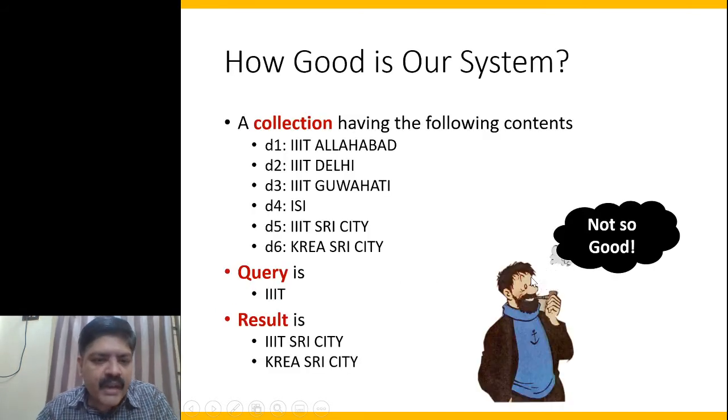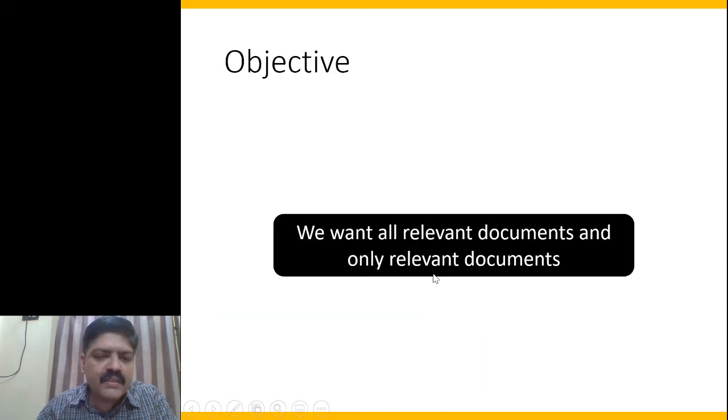So now let's go back. We want only D1, D2, D3 and D5. We don't want D4 and D6, right? So we don't want to see Kriya Sri City here for this query. So these are the two pieces that form part of our objective, which we want to use to quantify how good our system is.